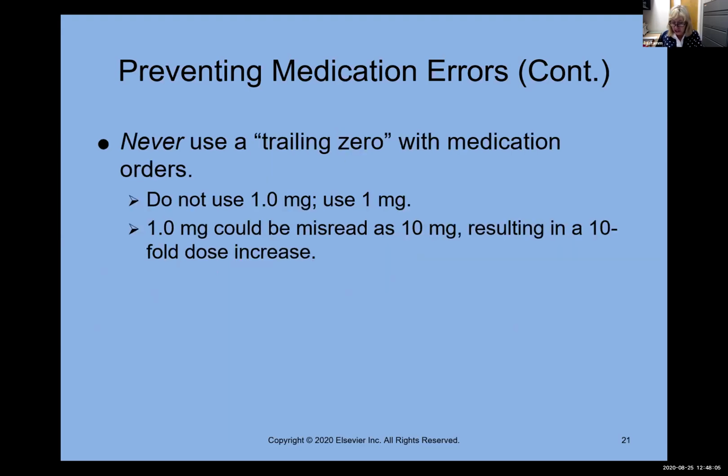I'm just going to touch on this, but Professor Arnapol is going to lecture on this next week, and it has to do with writing those medication orders.